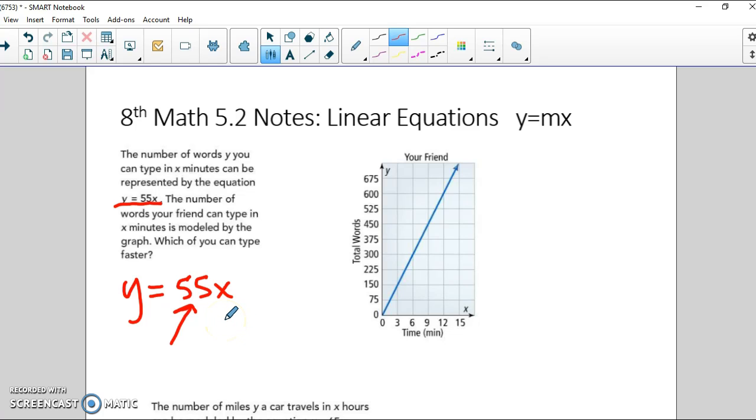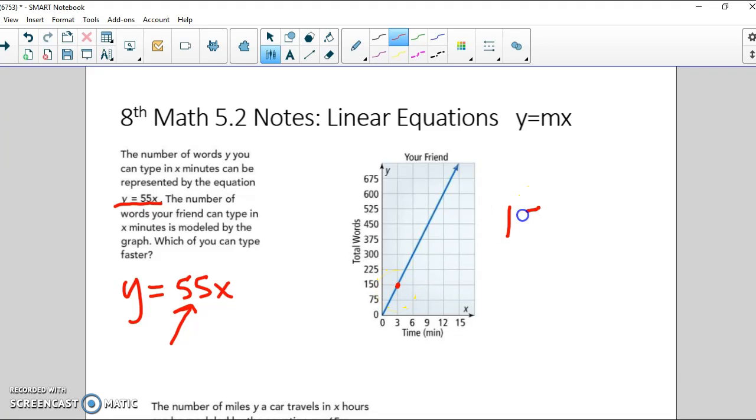So y is going to tell me how many total words, and x is going to be how many minutes I type. And if I take my rate times the time, that's going to give me my total words. But when I look at my friend's graph here, we see definitely a linear function, but I'm looking for a point that I can tell the exact location, like this one here. At this point, 3 minutes of time has gone by and I've typed 150 words.